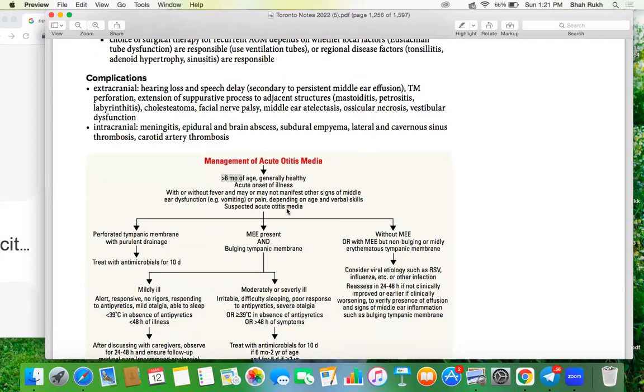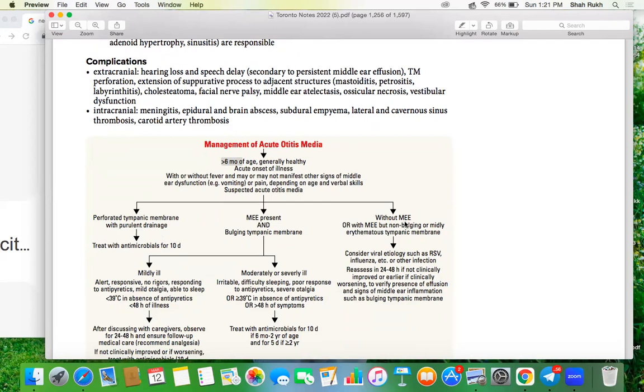Okay, so now we have to see without middle ear effusion present, and perforated tympanic membrane. So now coming to this one, you find out that this is without middle ear effusion or with the middle ear effusion but non-bulging. It is quite normal or mild. You can say having a little bit of tympanic membrane redness. You see it on otoscopy.